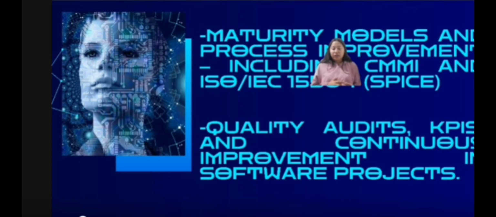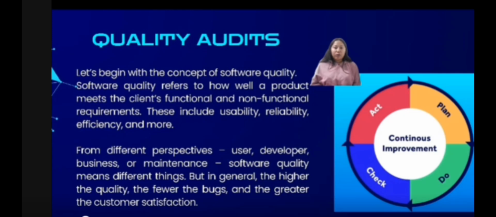Let's begin with the concept of software quality. Software quality refers to how well the project works, not only inside, I mean the code, but the functionalities and the non-functionalities, the things that you see and that you don't see, the back end and front end. It is required, and this includes usability, reliability, efficiency, and more. From different perspectives, users, developers, business, or maintainers, software quality means different things. It's not always the same.